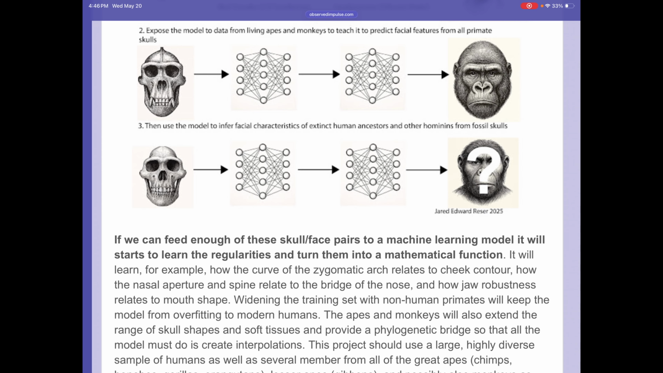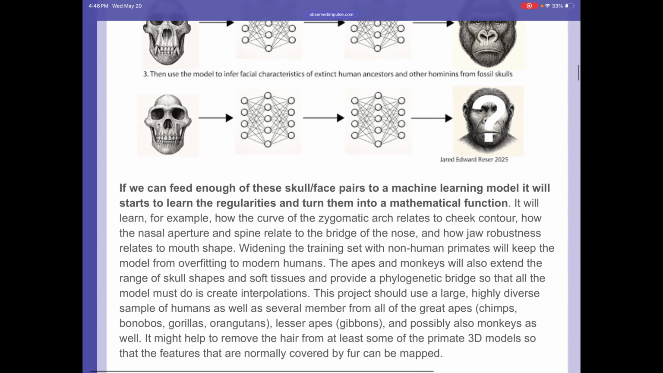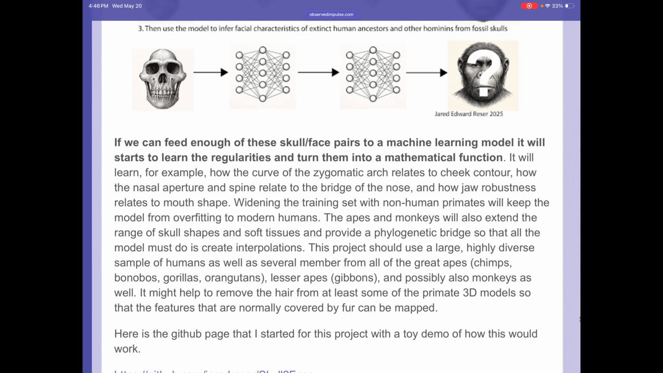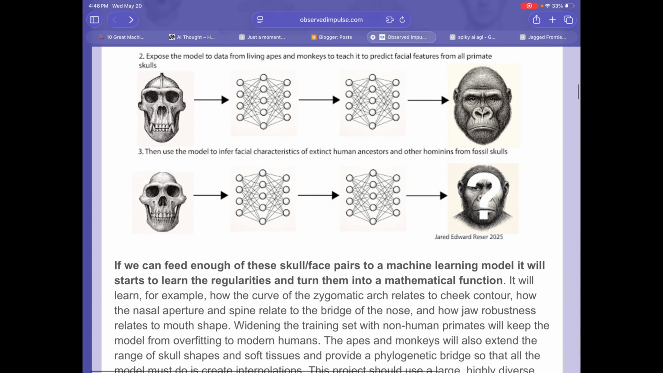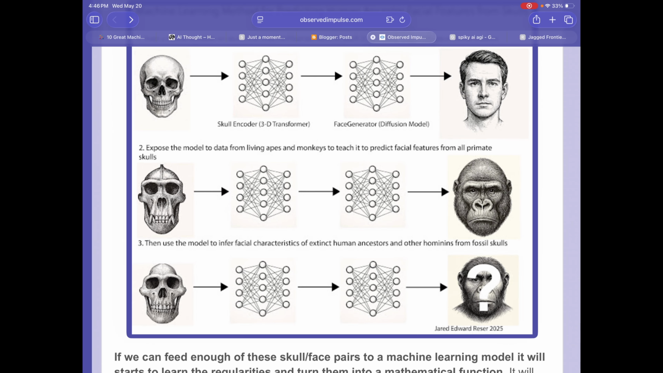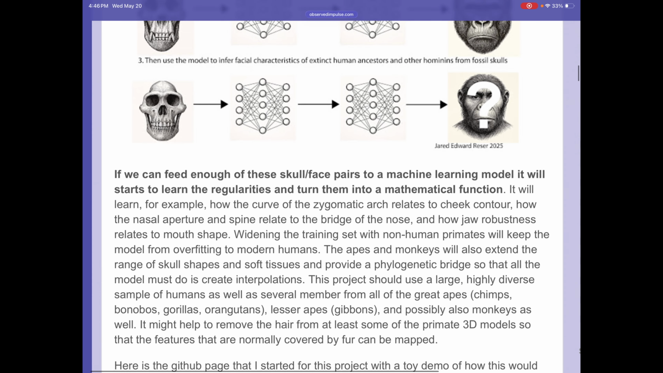Widening the training set with non-human primates will keep the model from overfitting to modern humans. The apes and monkeys will also extend the range of skull shapes and soft tissues and provide a phylogenetic bridge so that all the model must do is create interpolations. These hominins came basically between humans and apes. So it's not an extrapolation, it's an interpolation, and that's much easier to do.